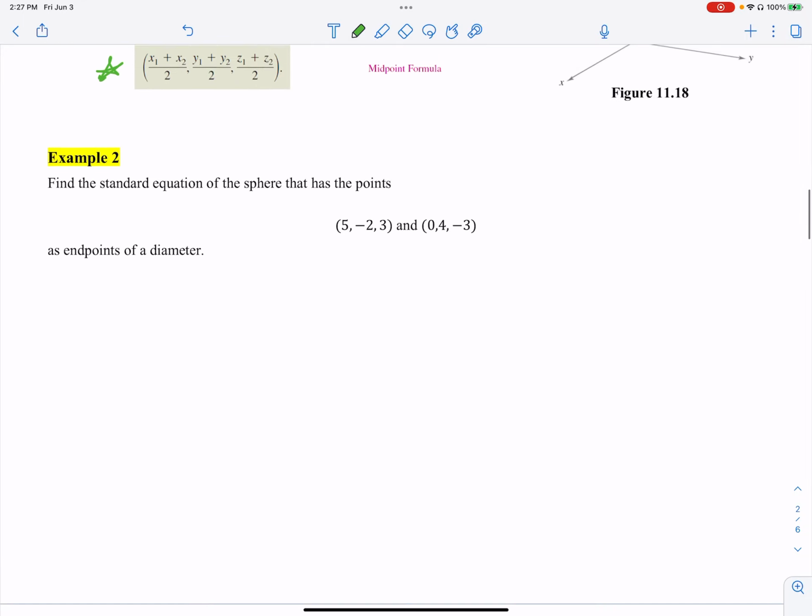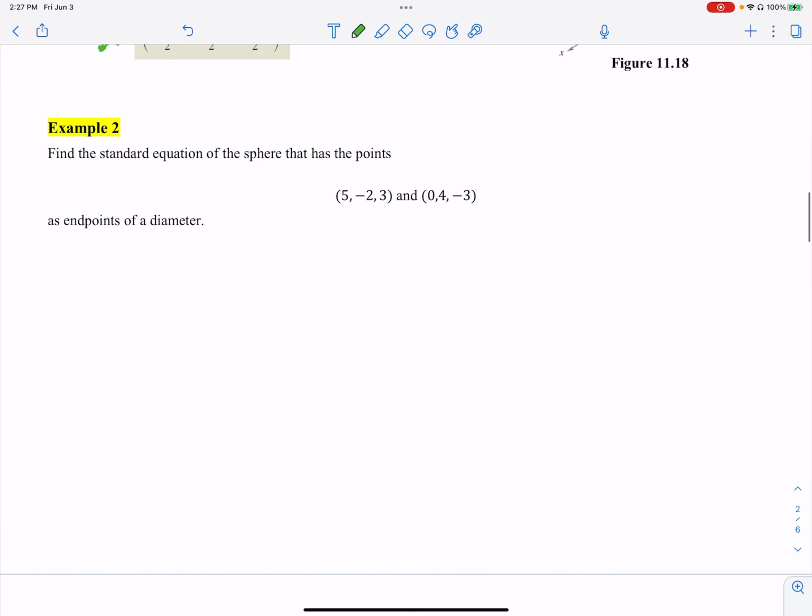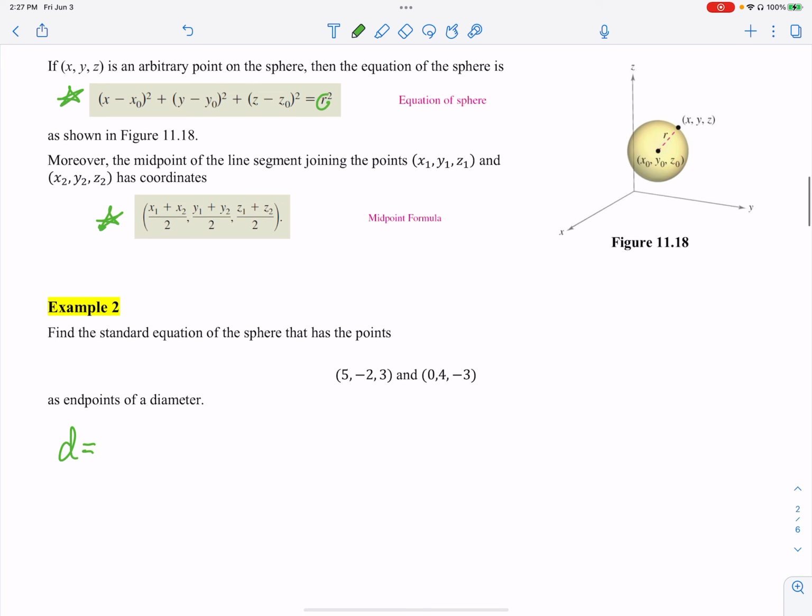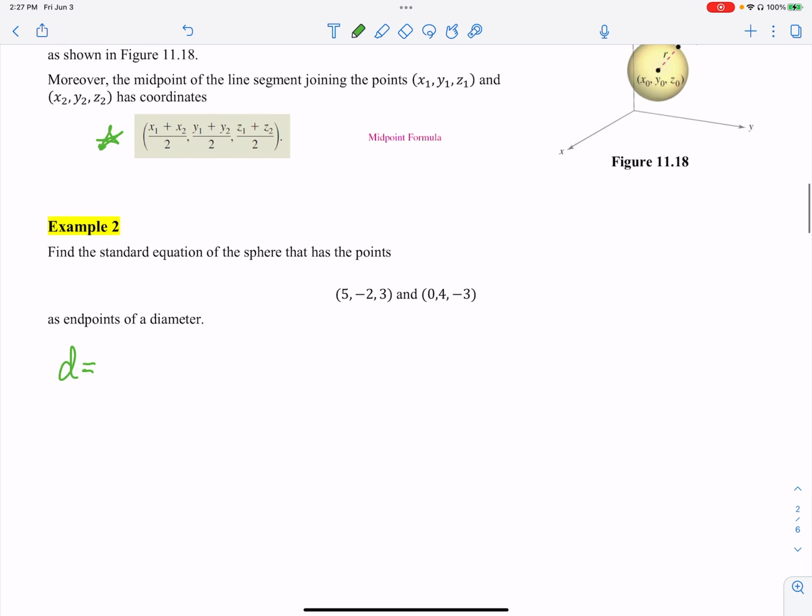Right, one last example for this video. Example 2, the standard equation of the sphere that has those points. They want us to find the equation of the sphere that goes through those 2 points, but those are diameter endpoints, so straight across. I'm going to find the distance of that, because if I look at the formula up here, I need an r. If the r is a radius, I'm going to find the diameter first, which is the distance between these 2 points.